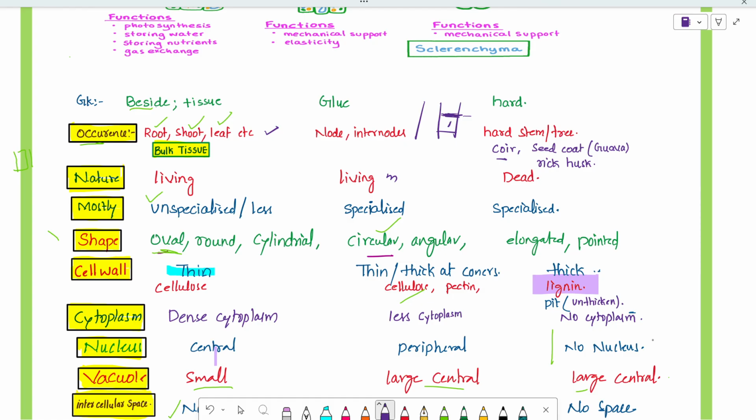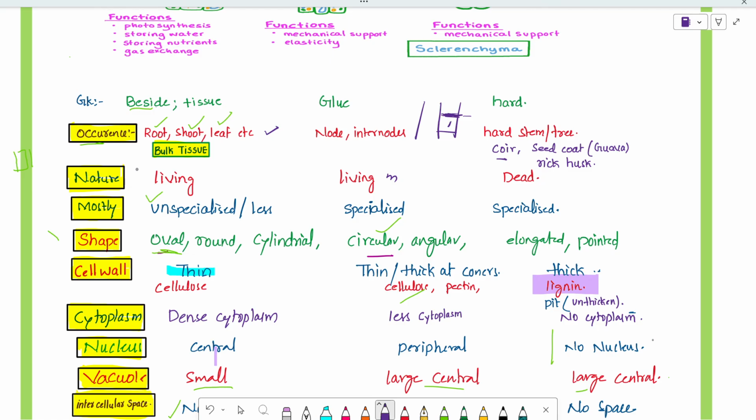Like if you take the outer coat of a groundnut, that is also an example. Or when you are eating a guava, the outer seed coat part, or rice husk. You are all familiar with these examples. So these hard parts of the plant you can take as examples of sclerenchyma tissue.